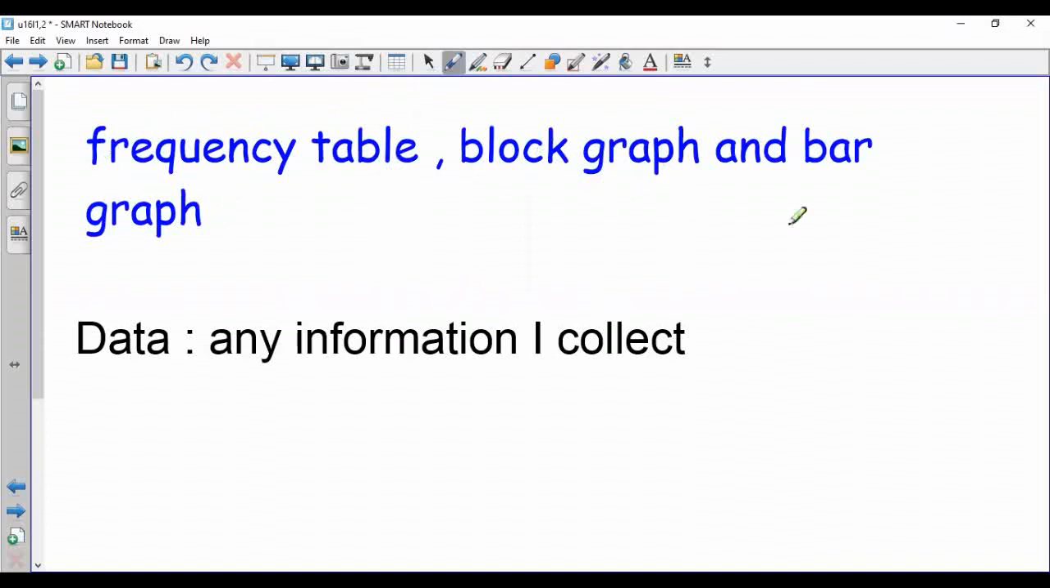Today we will talk about frequency table, block graph, and bar graph. All these topics are about using data. But what does the word data refer to? The word data refers to any information I collect. So if I'm asking about your favorite pet, your height, the number of brothers and sisters, all this is called data. So today we will talk about putting this data in frequency table, block graph, and bar graph.